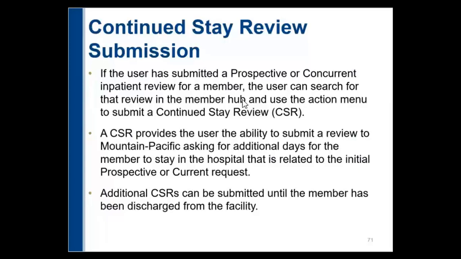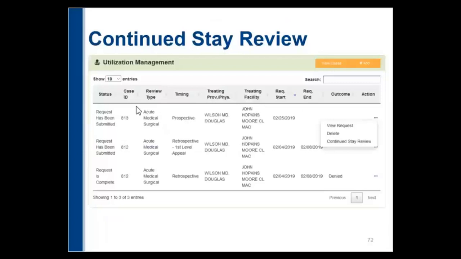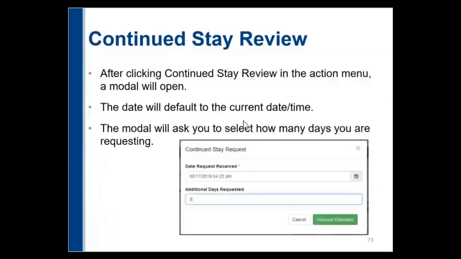So again, if we're in the utilization management panel, we'll go over here to the right side and use the action button, and then you can see continued stay review is an option for you to select. So once you click on that, the system will open a modal. It will default that date request received to the current date and time of which you're doing this process, and then you can enter how many days you're requesting and click the request extension button.